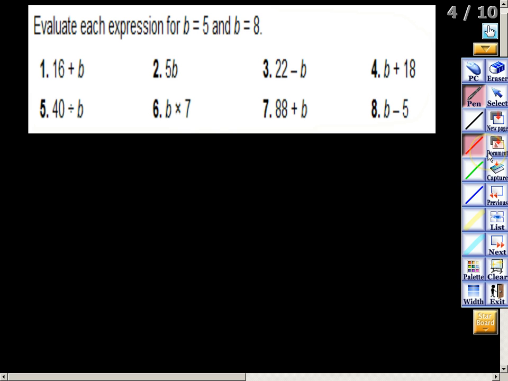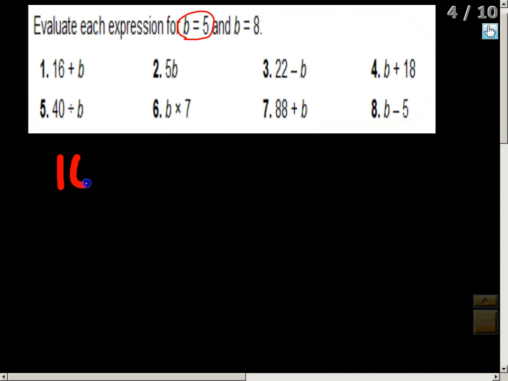Now the first thing we're going to do is take a look at number one. We'll start out with some easy ones, and we'll get into some tougher ones. So if we're taking a look at 16 plus b, let's say that b equals 5. We're just going to say that it equals 5. So we write this out first, 16, and then since we know that the variable b is representing 5, we just plug 5 right here. And then we just solve this simple math problem. 16 plus 5 equals 21.